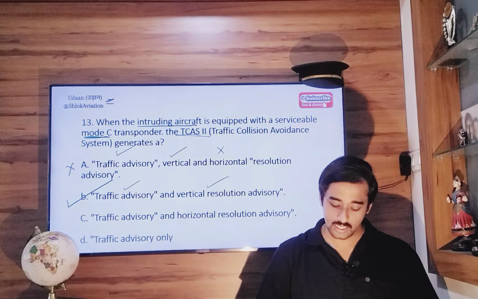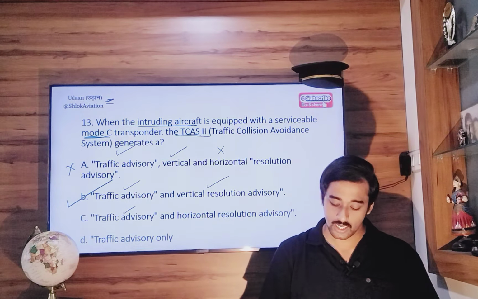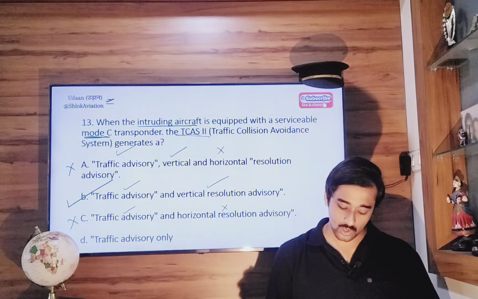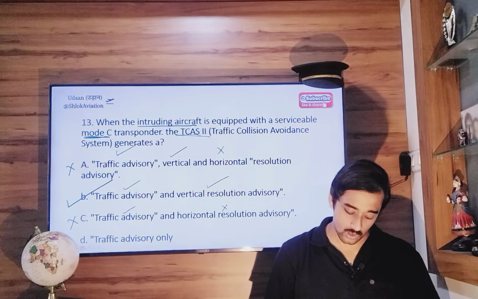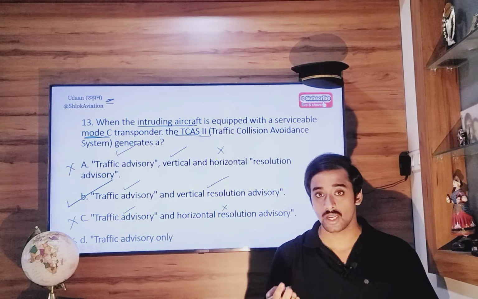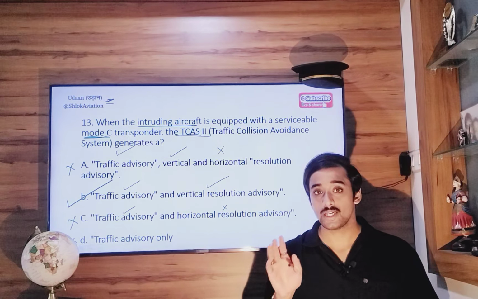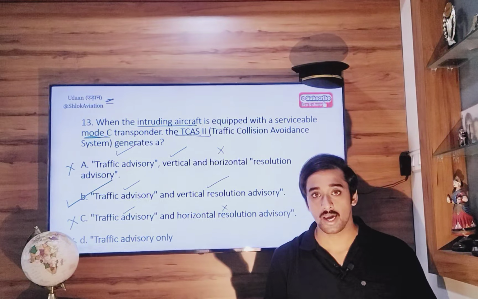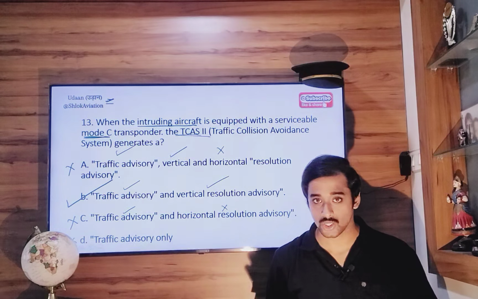Traffic advisory, yes. Horizontal resolution advisory, no. So Charlie is wrong. Traffic advisory only, that is wrong. Only the traffic advisories are generated by TCAS 1, not TCAS 2.